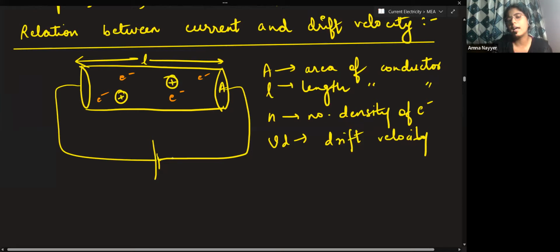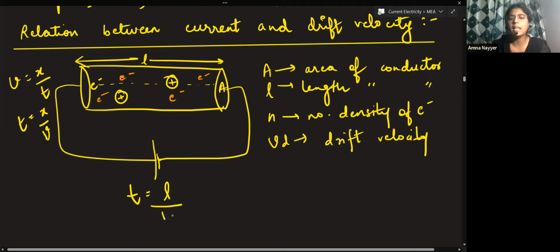A battery has been connected. Now, time: if you remember, from the relation speed is equal to distance by time, time will be equal to distance by speed. Similarly, the time for an electron to begin from here and move till here: the length of the conductor becomes the distance, and the speed becomes the drift velocity.